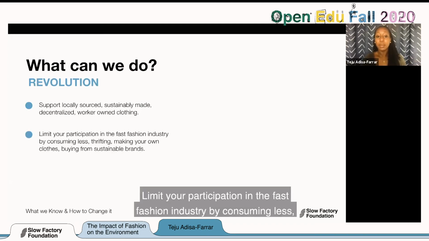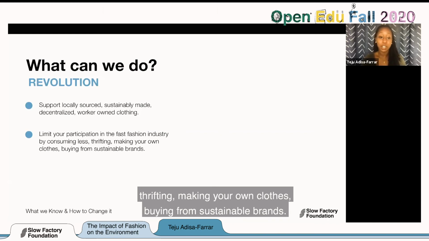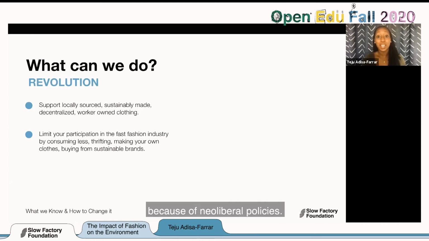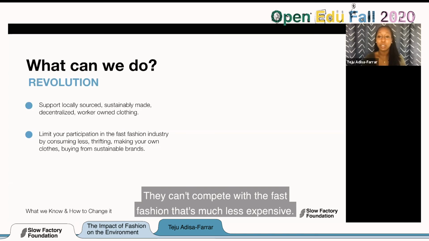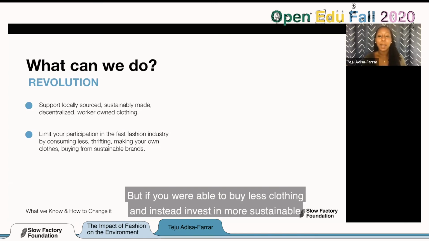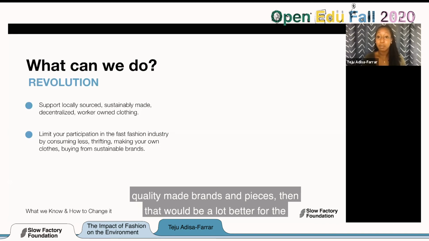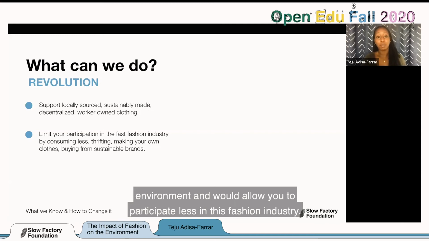Limit your participation in the fast fashion industry by consuming less, thrifting, making your own clothes, buying from sustainable brands. Now, I know most sustainable brands are more expensive because of neoliberal policies. They can't compete with the fast fashion that's much less expensive. But if you are able to buy less clothing and instead invest in more sustainable, quality made brands and pieces, then that would be a lot better for the environment and would allow you to participate less in this fashion industry.